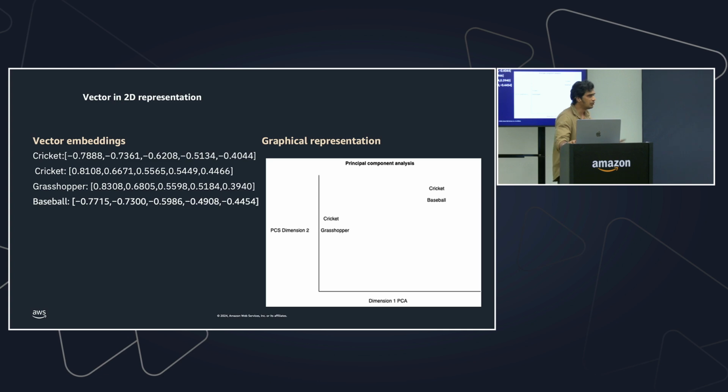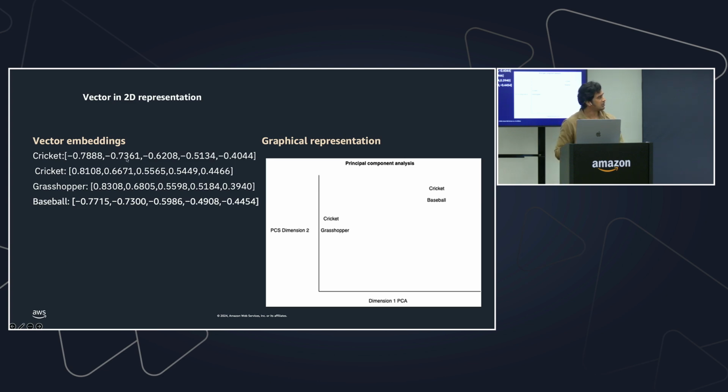So here we have four embeddings, and each embedding is of five dimensions. There are two categories of embeddings here. One represents sports and the other ones belong to insects. But you can see the spelling of cricket is almost the same. Each value here, let's take an example of cricket and then baseball.